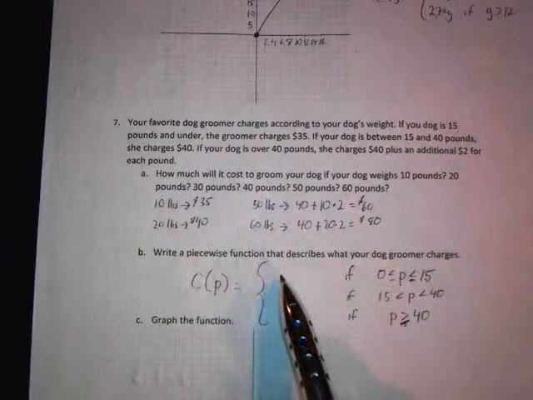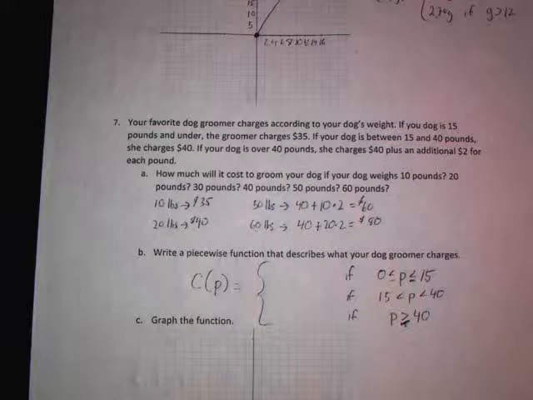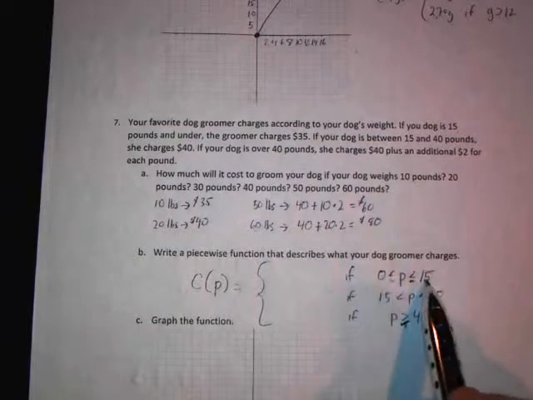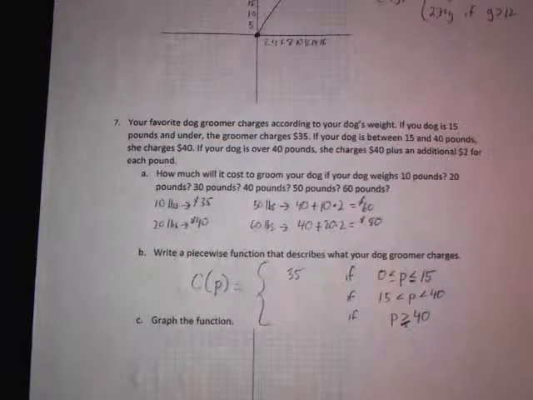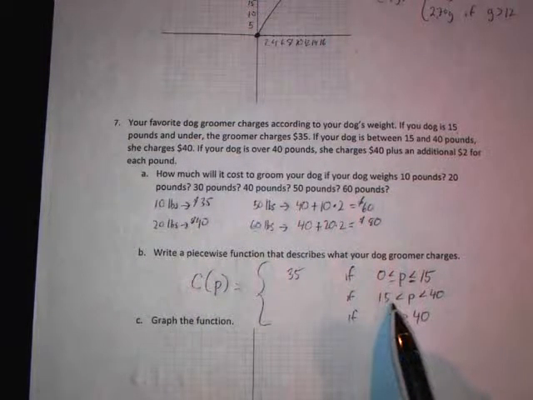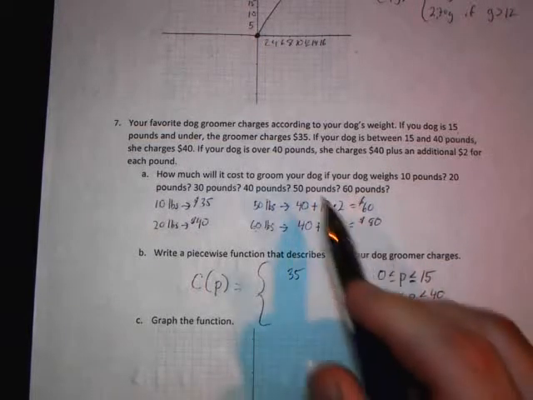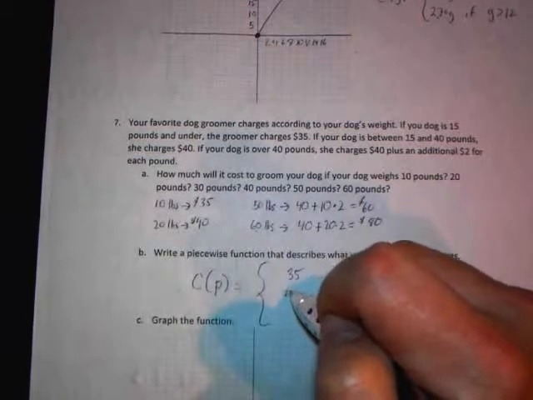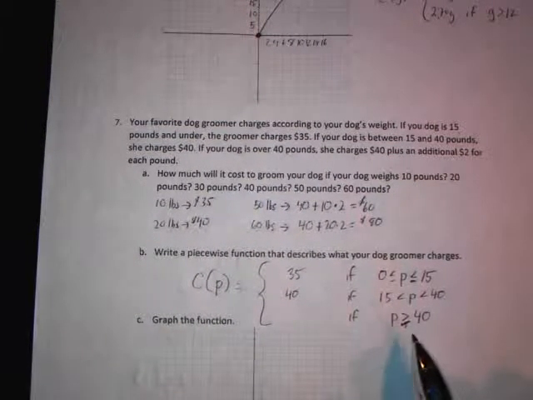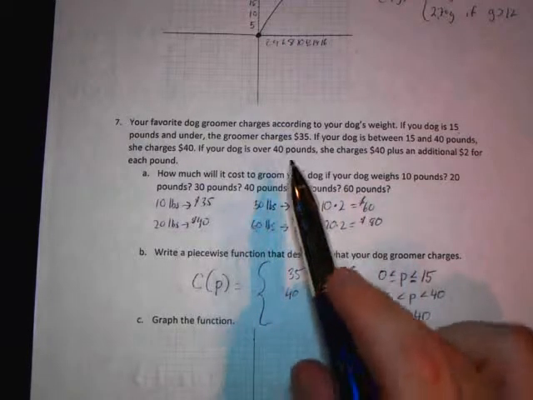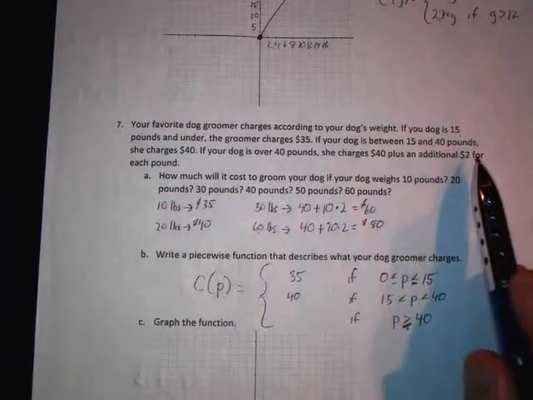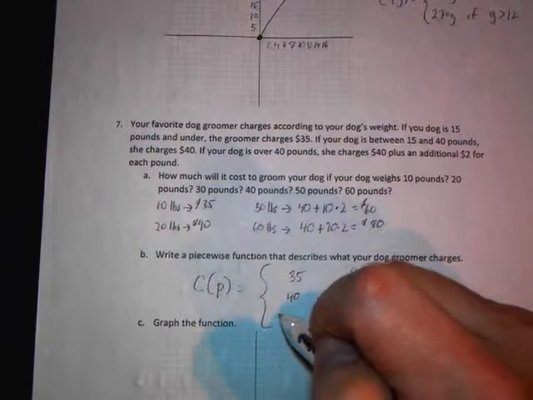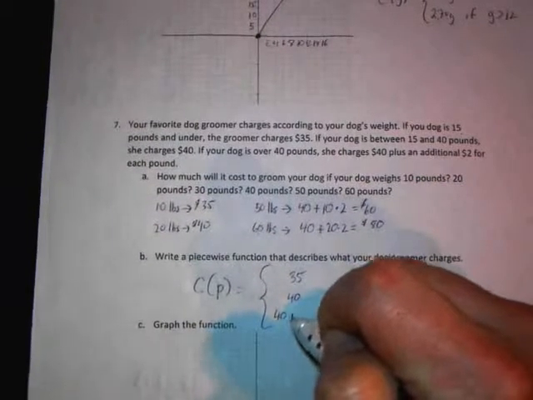Okay, now let's go back and fill in the numbers. If the dog is between 0 and 15 pounds, that's a flat rate of $35. And if your dog is between 15 and 40, it's a flat rate of $40. Now, here's the one that's a little complicated. If your dog is over 40 pounds, it's $40 plus $2 per each pound. So we've got the $40 plus.